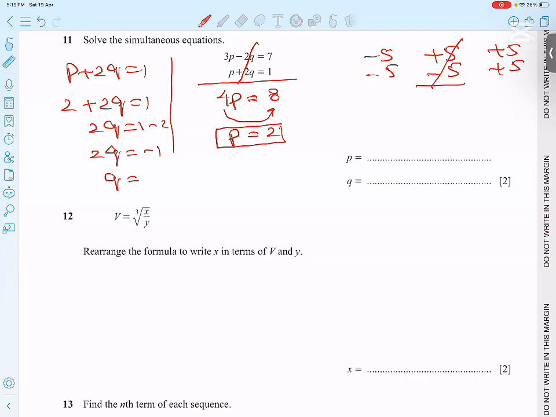This 2 divides. So I believe you got the point, and we have done it. And this part is done. So let's go for the next question.